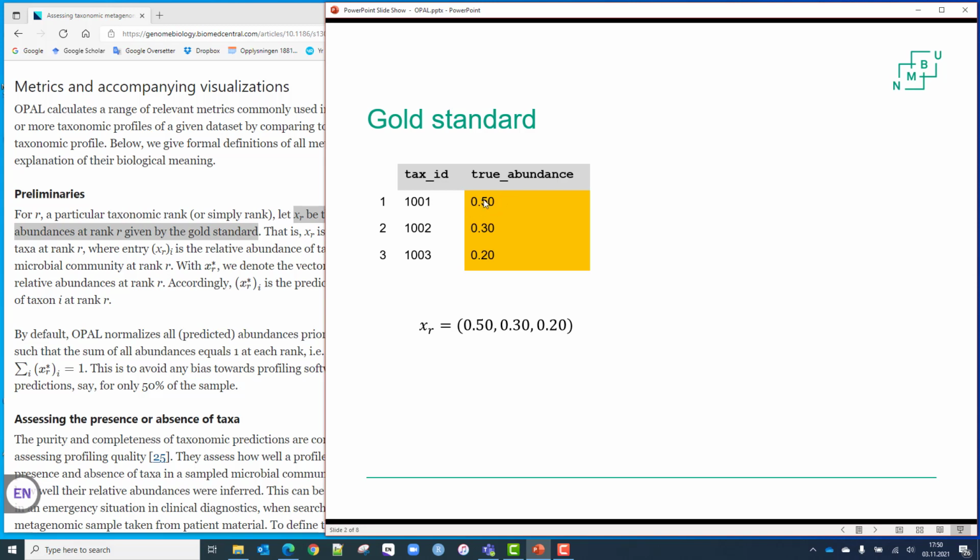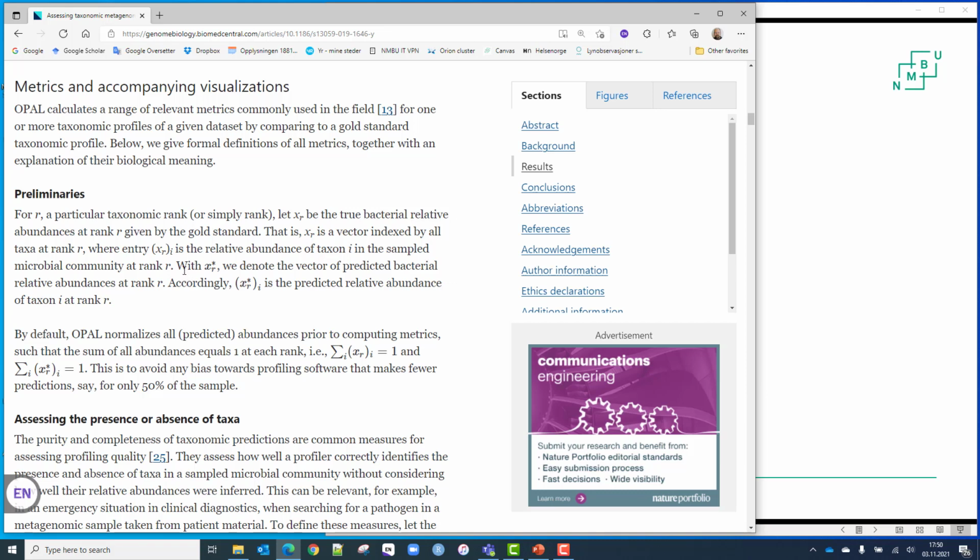So we have relative abundances here, the true abundances. This is what we would try to predict, right? These 3 only, and 50% of this one, 30% of this one, 20% of this one. Here I have written it as a vector like they say in the paper, right? XR is now this vector here. And the numbers here are simply row numbers or indexes, right? So it's taxon number 1, 2, and 3, value number 1, 2, and 3. Okay. And then we need, of course, a prediction.